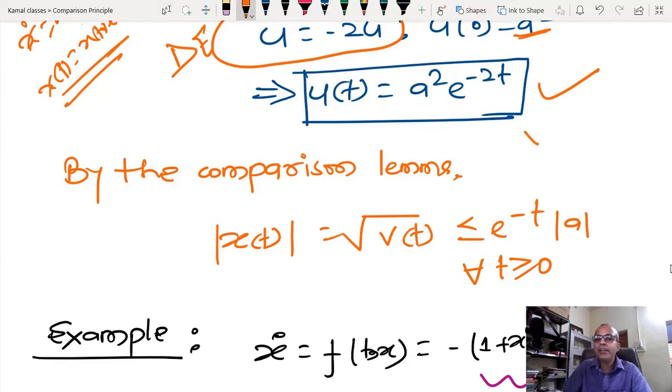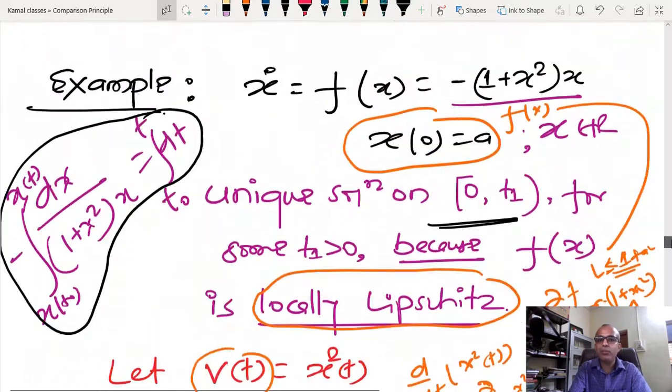We know that vt, the solution of this, is always upper bounded by ut. Due to that reason, this xt is also upper bounded by a square root of ut or a square root of vt. So I have written it like this. Try to see what our main motivation is.